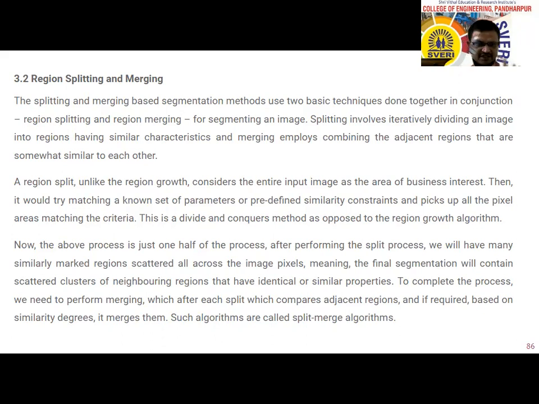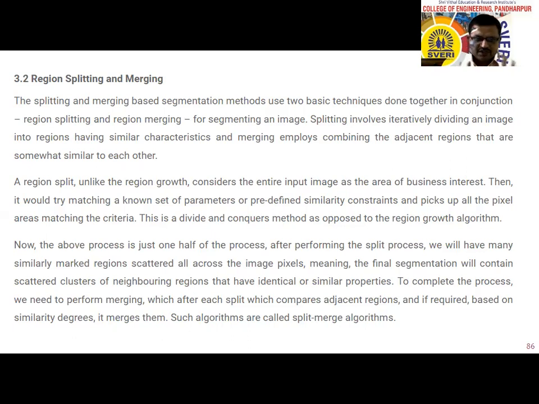A region split, unlike region growth, considers the entire input image as the area of business's interest. Then it tries matching a set of parameters or predefined similarity constraints and picks up all the pixel areas matching the criteria. This is a divide and conquer method as opposed to the region growth algorithm.